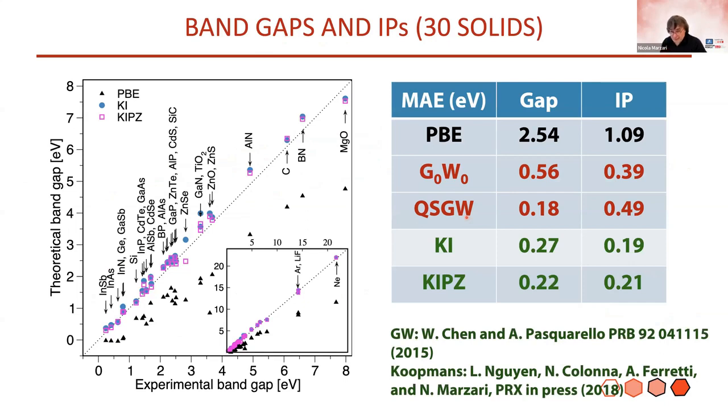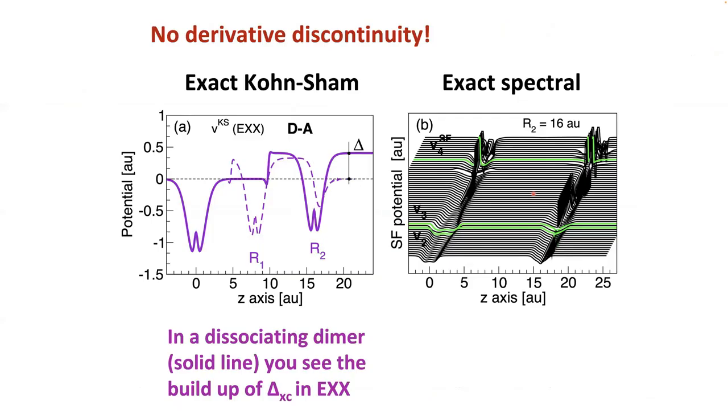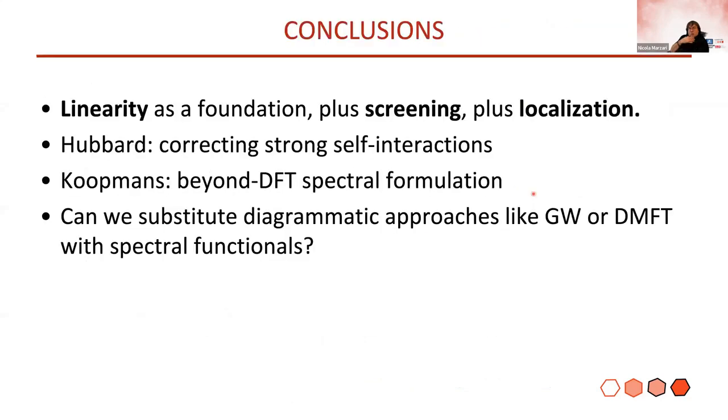And actually, the band gaps look very good, comparable to state of the art. You see, quasiparticle self-consistent GW with vertex corrections. Not only are the band gaps very good, but actually the alignment of, say, in this case, the top of the valence band with the vacuum level is much, much better than GW. And you'll see in the next talks also some examples of band structures here. I think I'll just finish. I think the conclusions are here on linearity and screening and localization.